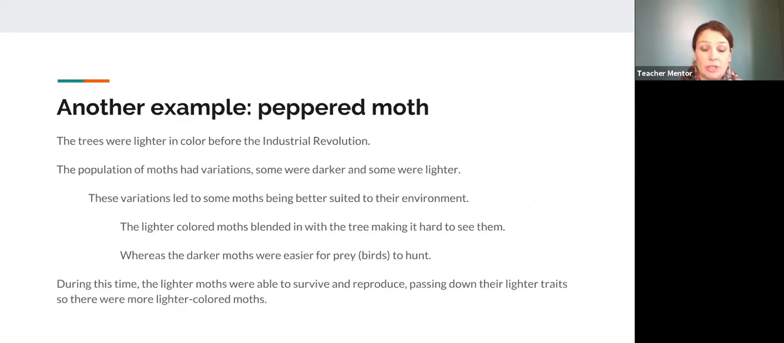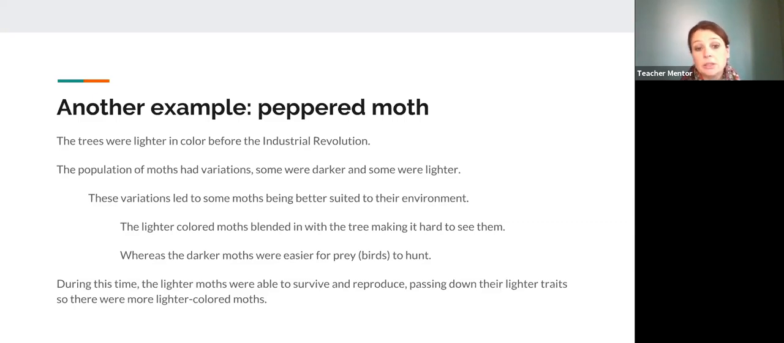Another example is the peppered moth of London. Again, this is part of your assignment as well, but we'll talk about that assignment once we get there. The trees in London were a lot lighter in color before the Industrial Revolution started. So we had a population of moths that had their own variation. We had darker moths, we had lighter moths. These variations were going to lead to some of the moths fitting better into their environment.